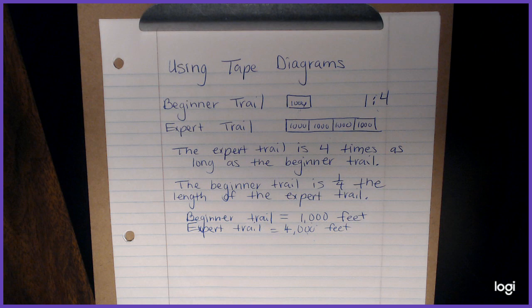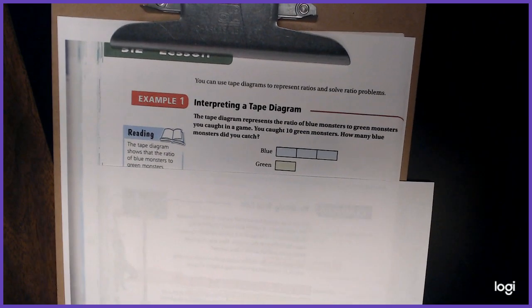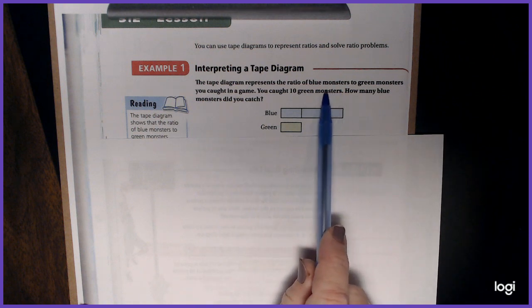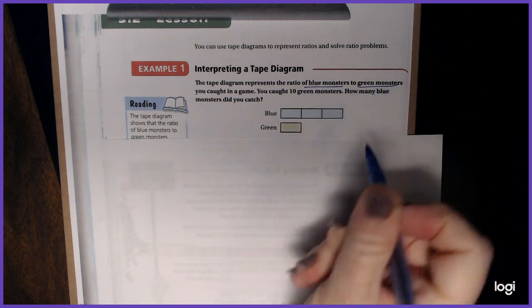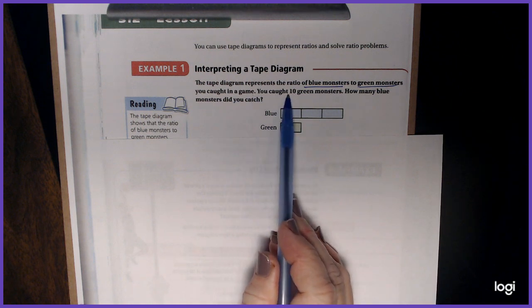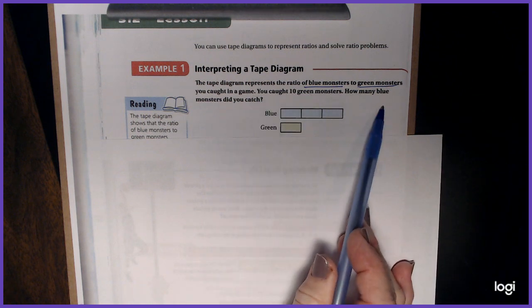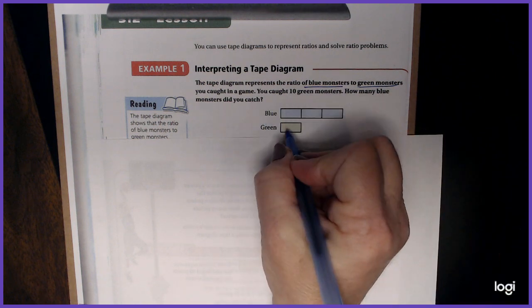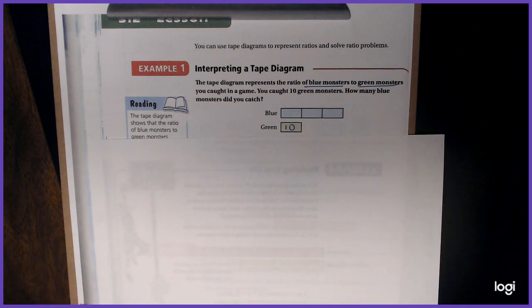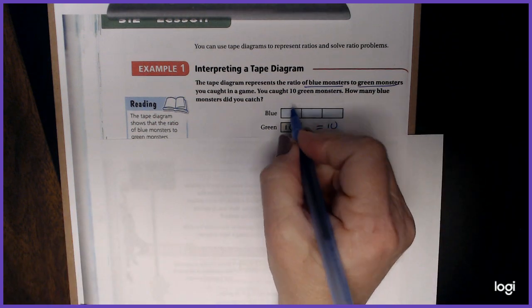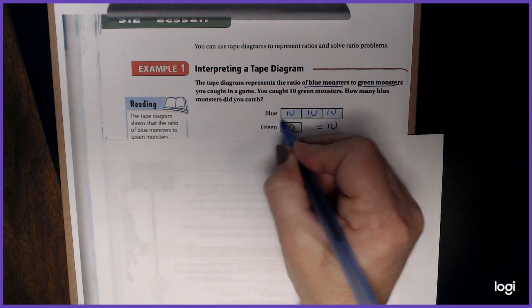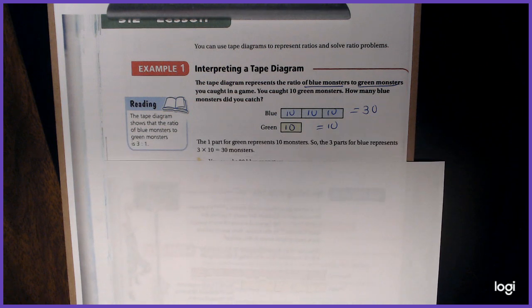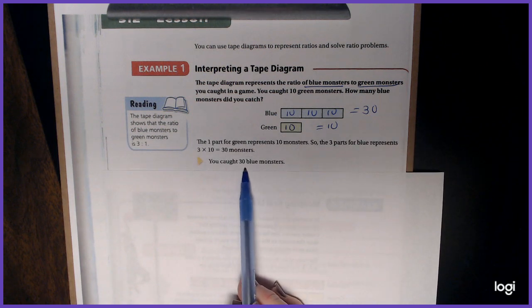All right, so let's go ahead and look at some problems here. Example 1. The tape diagram represents the ratio of blue monsters to green monsters you caught in a game. You caught 10 green monsters. How many blue monsters did you catch? Well, you can look at the tape diagram. If we caught 10 green monsters, then I would know these tapes are the same length. So my answer would be 30 monsters. So we caught 30 blue monsters.